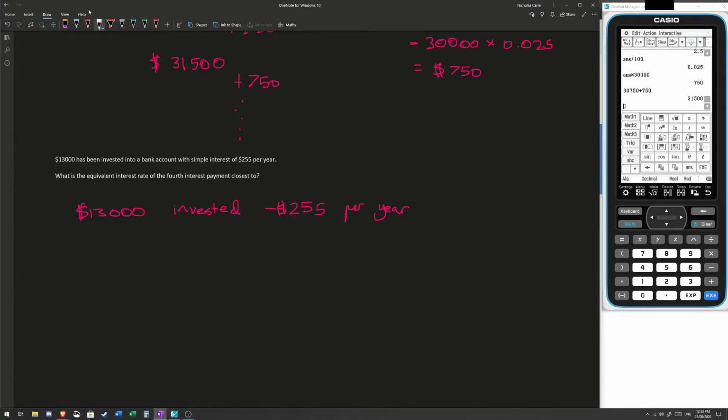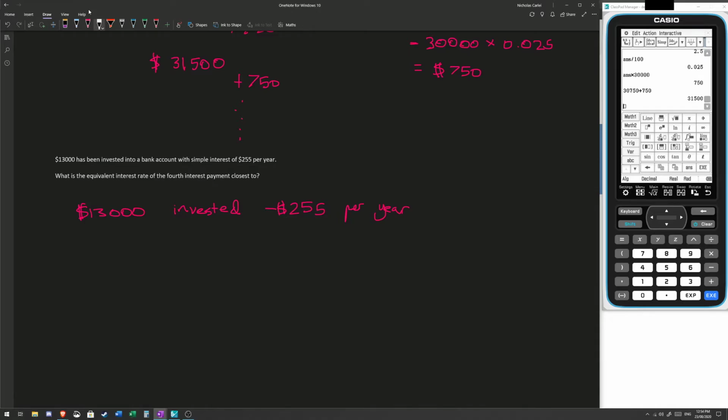We would say our $13,000 is our principal, and we have to multiply it by our rate. That gives us our interest rate. No, it doesn't, I take that back. That gives us our interest dollars. Sorry. We can use a similar formula, but rearranged.